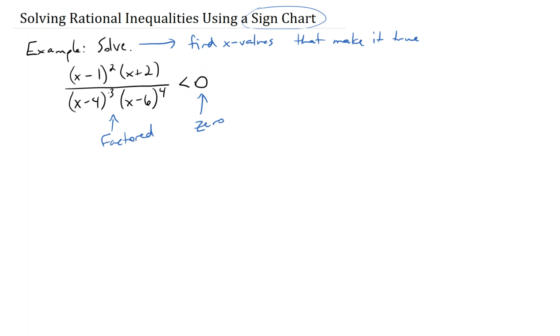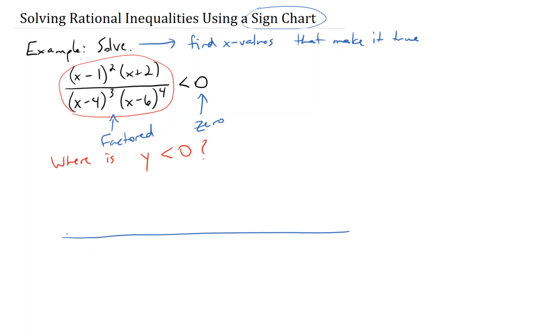So with this guy factored, by the way, let's name the left side of this y. We're trying to figure out where this y is less than 0. Okay, we'll name the whole fraction y. So we'll set up a number line chart where we will list our x values, and above that we'll determine the y values for the x values on the number line, and then we'll go back and figure out which x values give us y values that are negative. Okay? So here we go.